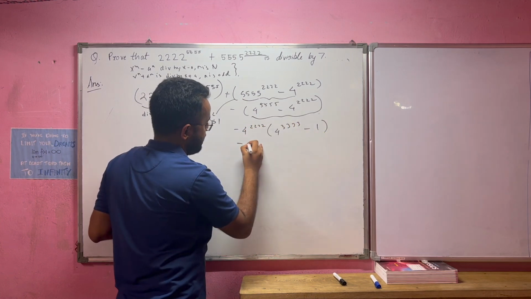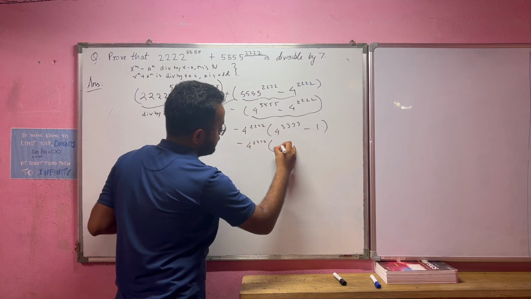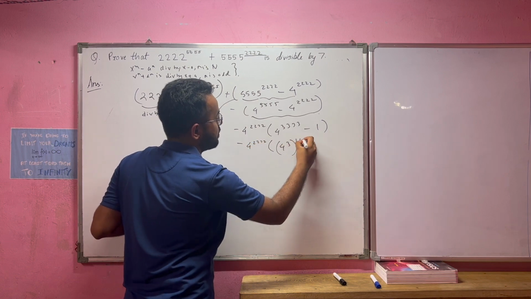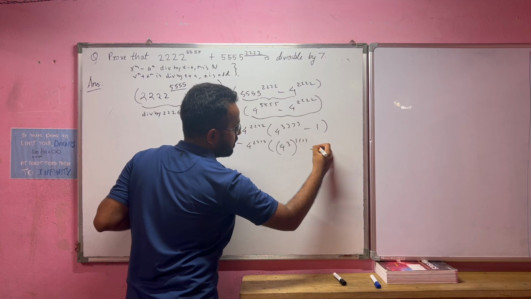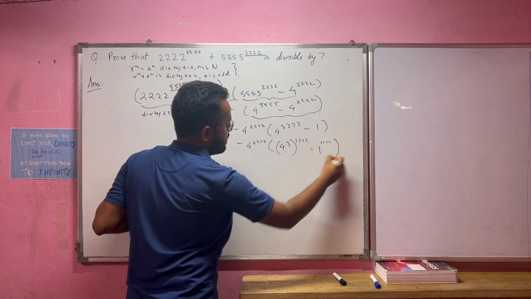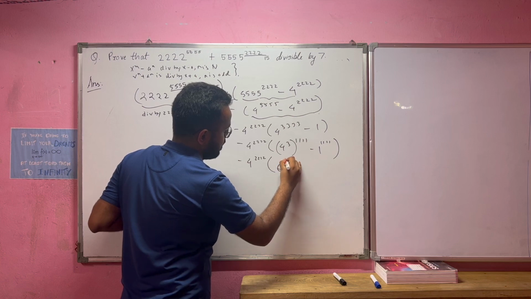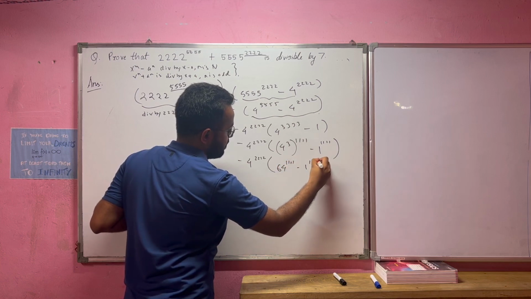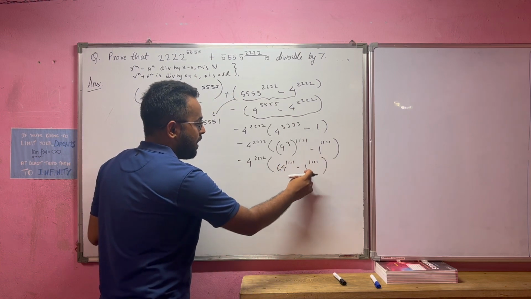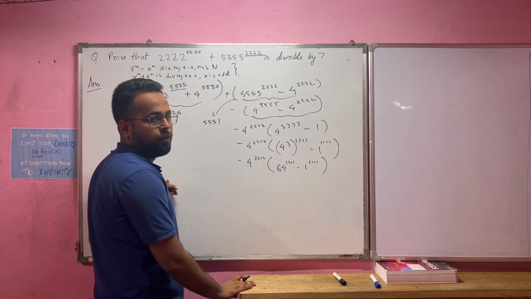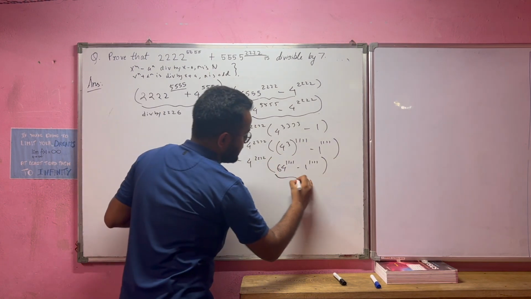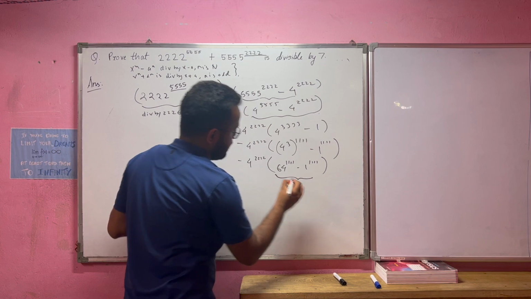Minus 1. This is minus 2 2 2 2. This is 4 power 3 power 1 1 1 1 1 minus 1 power 1 1 1 1. So this is nothing but 4 2 2 2 2. This is 64 power 1 1 1 1 minus 1 power 1 1 1 1. So a power n minus b power n is divisible by a minus b for any natural number. So this is also divisible by 64 minus 1, 63.